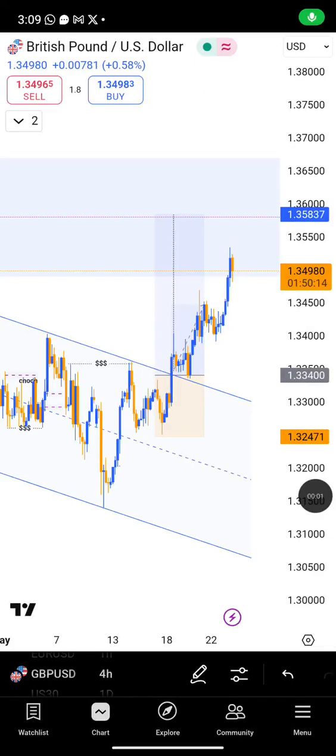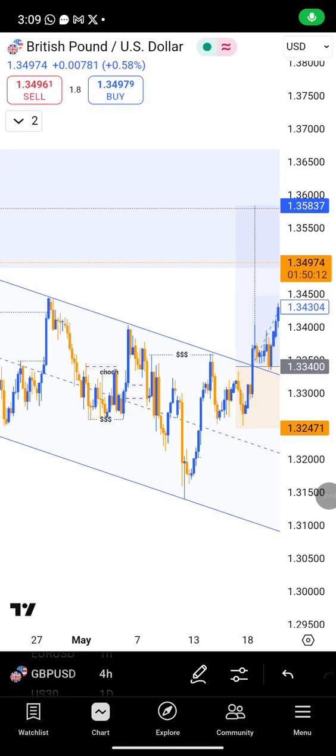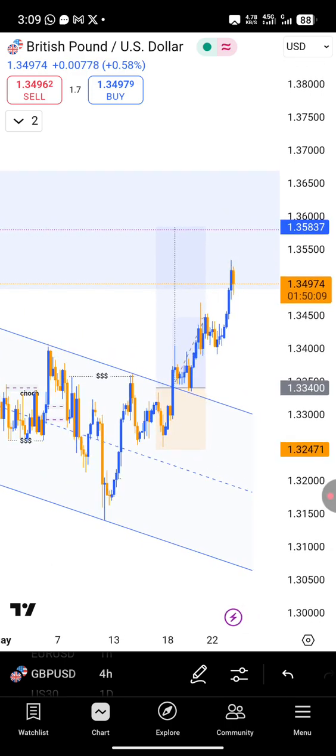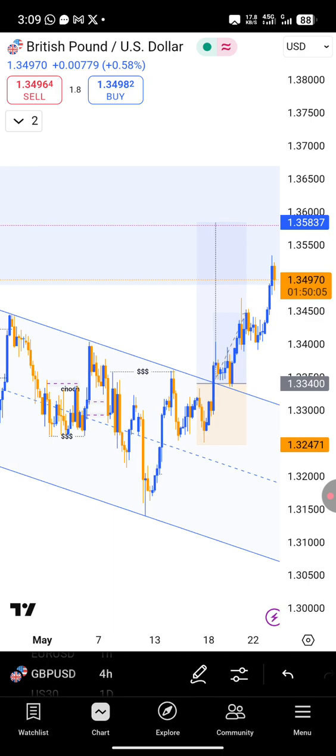All right, welcome back. Let's look at certain things over here on GBPUSD, how I caught this beautiful move.